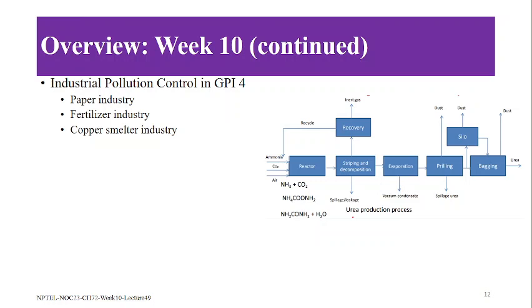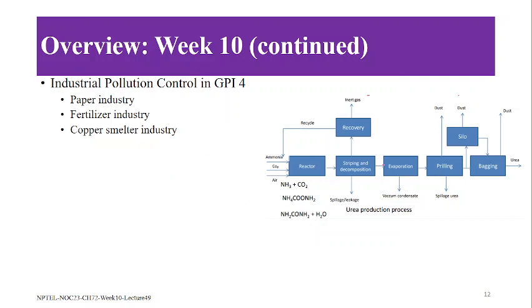Next, the next industries that were discussed for the 10th week were the paper industry, the fertilizer industry, and the copper smelter industries. So the paper industry generates a lot of wastewater, and how to manage that was discussed, and how to treat that was discussed. And the fertilizer industry generates a lot of solid particulate waste, which is emitted into the air, or the gaseous waste, and the wastewater, different streams.